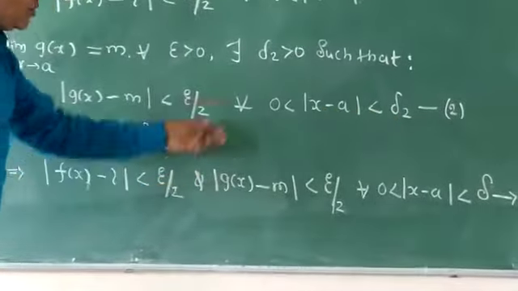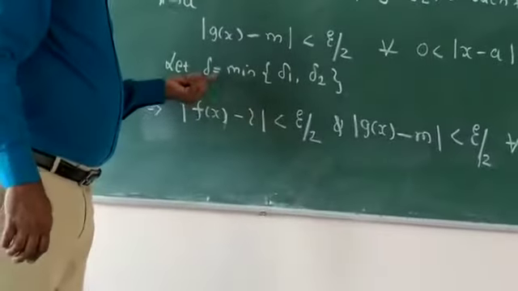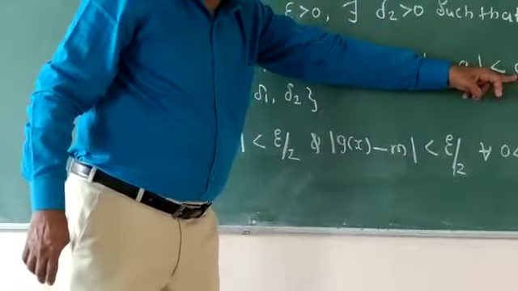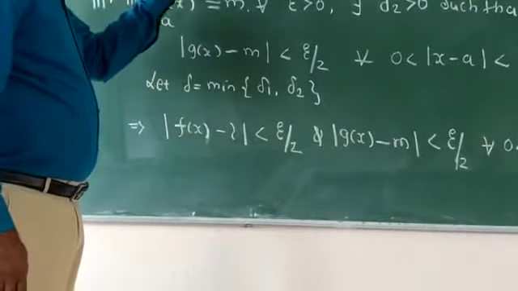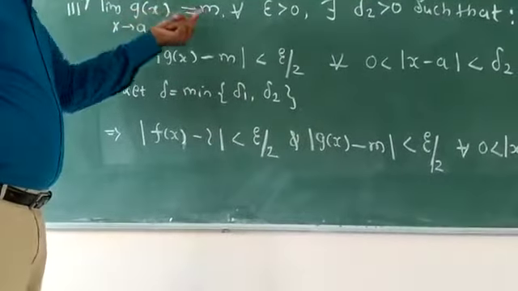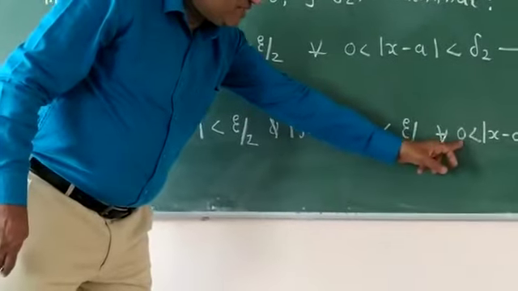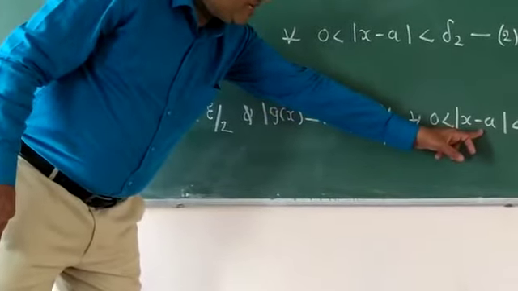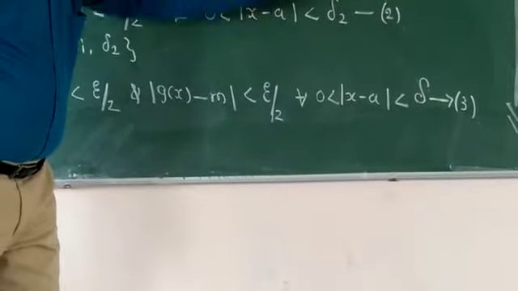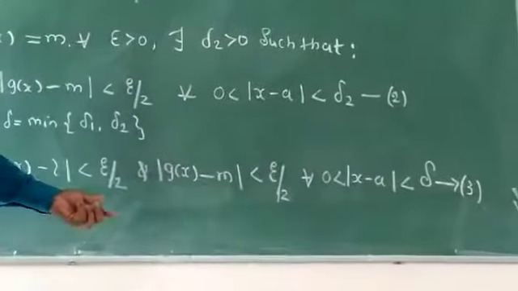In the next step, we combine these two equations into one by considering delta equal to the minimum value of delta 1 and delta 2. See here, modulus of f of x minus L is less than epsilon by 2, and modulus of g of x minus m is less than epsilon by 2, for every 0 less than modulus of x minus a less than delta. Call it equation number 3.